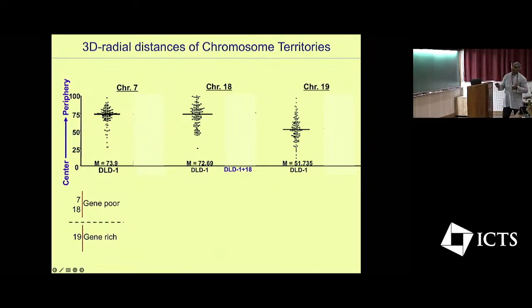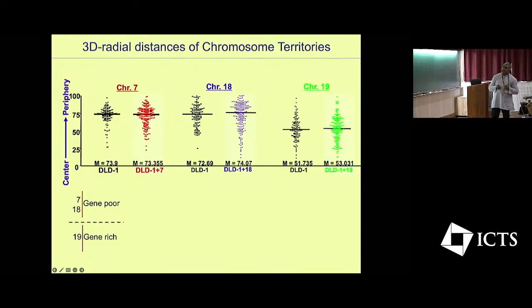Now look at chromosome 19, as I showed you earlier. Chromosome 19 territory is very unique because it's highly gene-rich and likes to occupy the center of the nucleus. Now, when we introduce this extra copy of chromosome 7 or chromosome 18 or chromosome 19, this is the result that we got. Chromosome 7, which is artificially introduced, or 18 or 19, still occupies the same identical positions as its other 2 endogenous homologs.